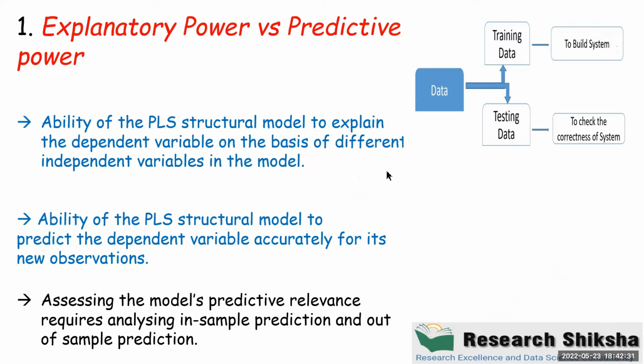Now, in another language, we define these terms, explanatory power and predictive power, by using in-sample prediction and out-of-sample prediction. In-sample prediction means you are using the same data for predicting the dependent variable. That is called explanatory power. If you use other observations to predict the dependent variable, this is called predictive power. So explanatory power is called in-sample prediction, and predictive power is known as out-of-sample prediction. So these two terms we can also use.